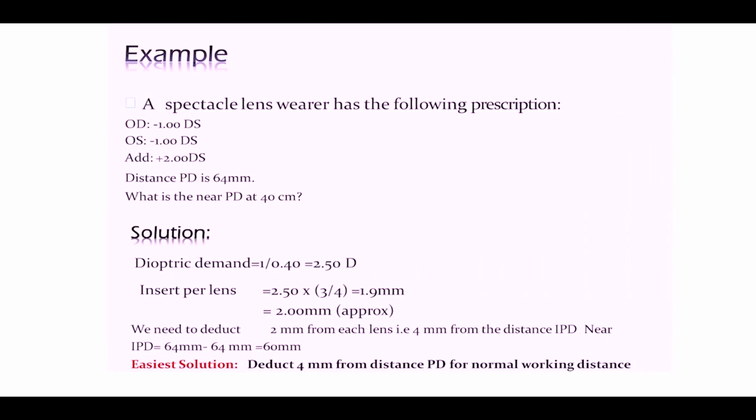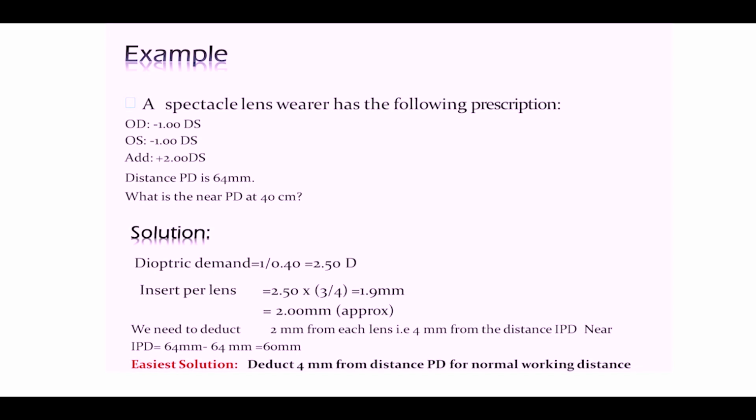If the distance power, for example, for one patient is -1 on the left and -1 on the right, that is OD is equal to -1 diopter, OS is -1 diopter. Addition is +2. This prescription you already have in your hand. Distance PD is 64 mm. You know now how to take distance PD. How are you going to take near PD?